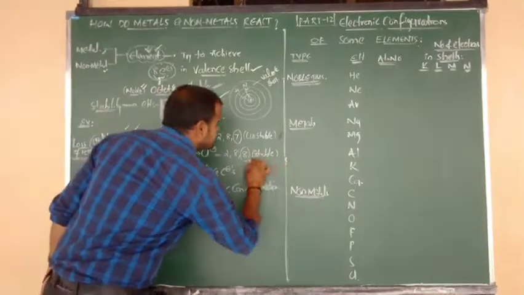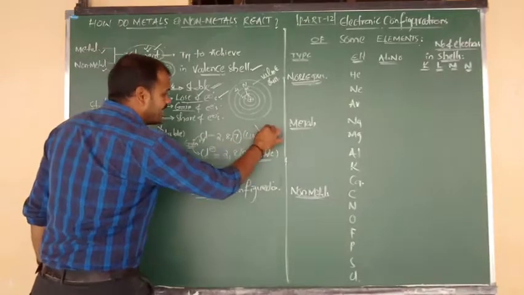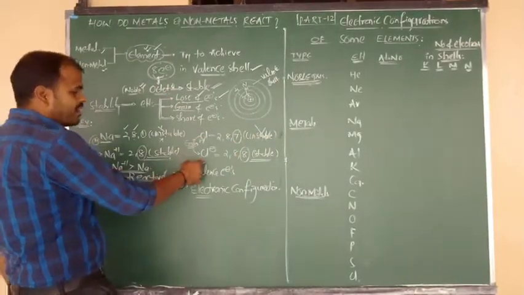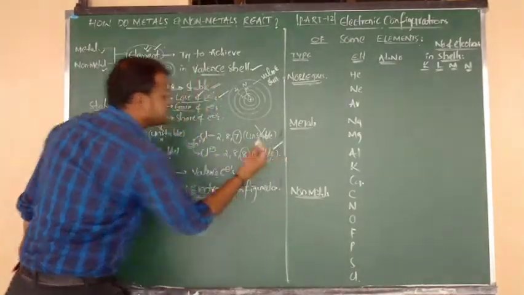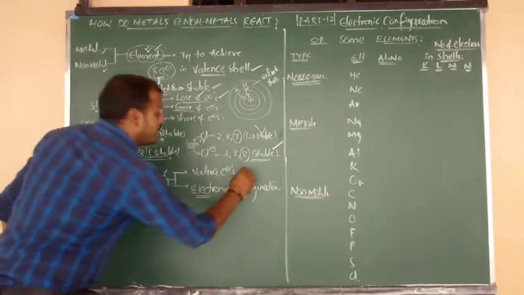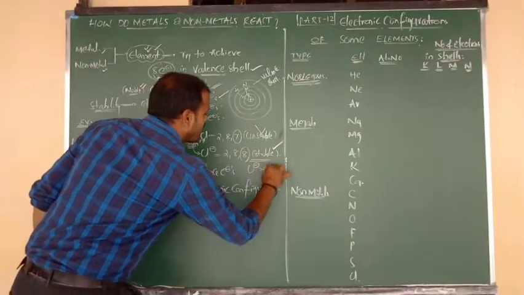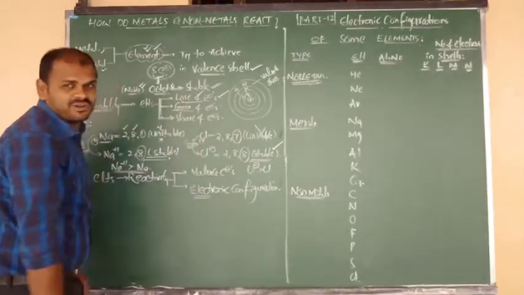So this is nothing but stable configuration. But the chlorine atom has 7 electrons in its outermost orbit. It is an unstable configuration. By the gain of one electron, the outermost orbit contains 8 electrons. Now this is nothing but stable configuration. So Cl minus is more stable as compared to Cl, because Cl minus contains 8 and Cl contains 7 only.